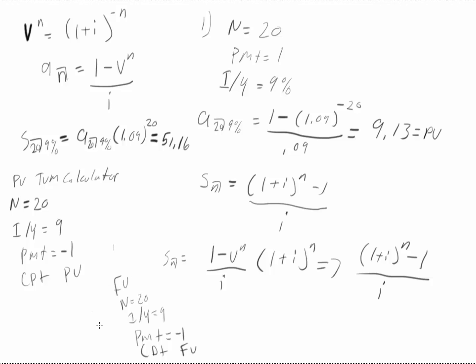And this is all, by definition, assuming a $1 a month payment. So if you want a $100 payment a month, just scale it by multiplying this by 100.